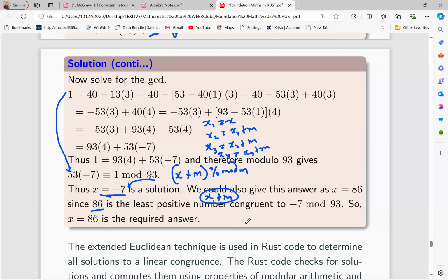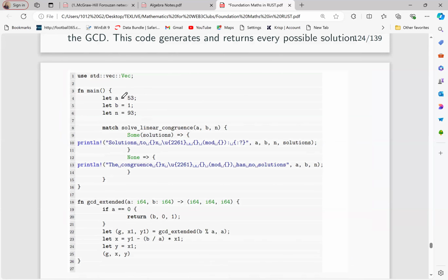So the code is here. The Rust code is here. There are several parts, because there will be several parts in this question. The main function is just telling us the number A, the number B, and the mod. Just telling us what your mod is. So for this part, what this means is that I have 53x is congruent to 1 mod 93. That's what I'm defining here: A is my 53, B is 1, and N is 93.